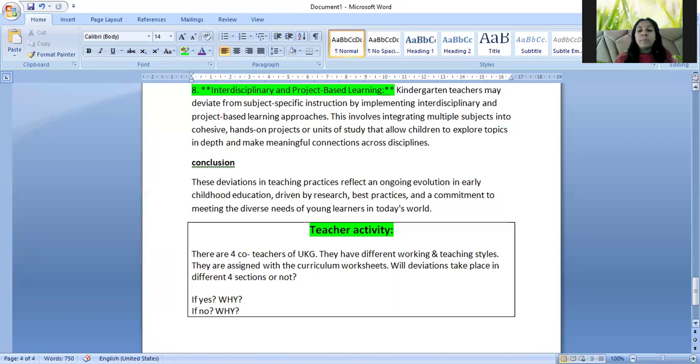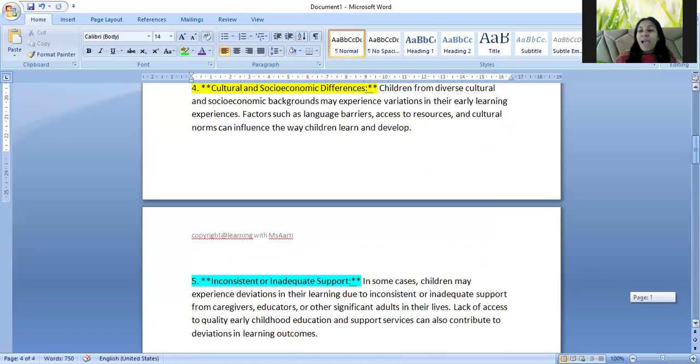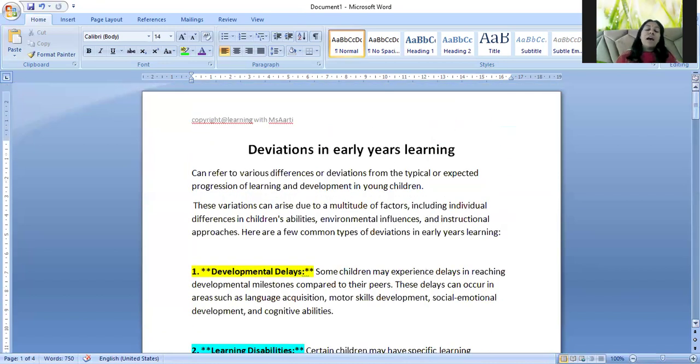I hope this topic will help you in the classroom. I hope deviations will be welcomed by your coordinators and your principal in the school, and there is no harm in it. So when there is no harm, then it should be welcomed. And apart from this, I must say that teachers are putting in a lot of effort in early years teaching and learning. So we should motivate our teachers, and we should help teachers to do more and more, and better.